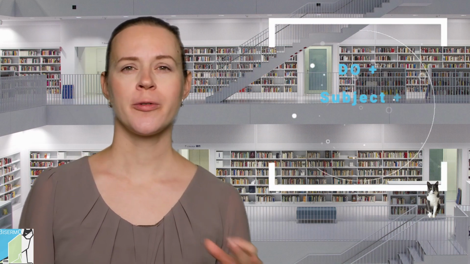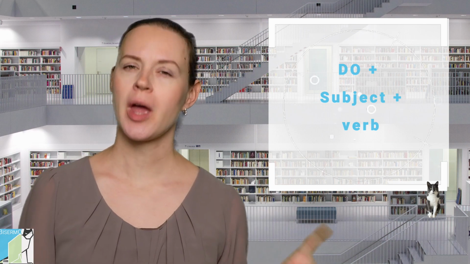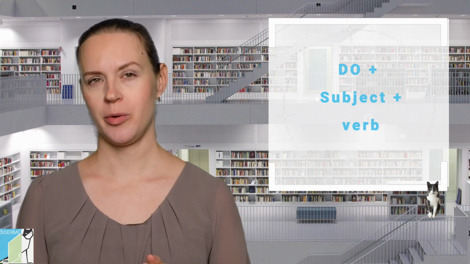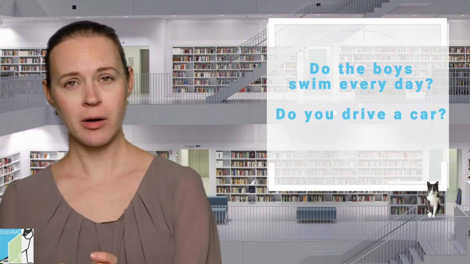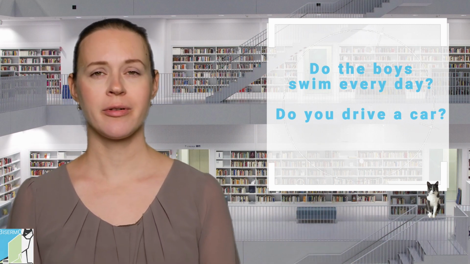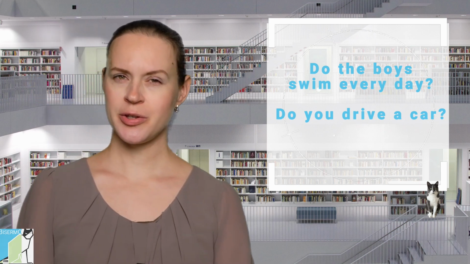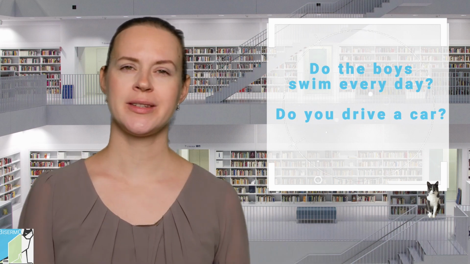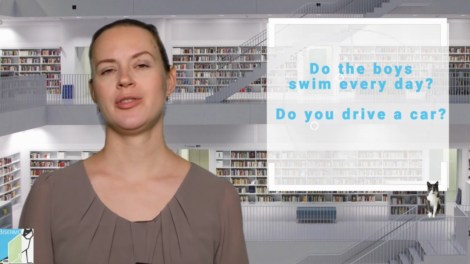If we want to ask a question and get the answer yes or no, to form questions, we put do on the first position before the subject, and only after that we put a subject. And after that, of course, a verb. For example, do the boys swim every day? Do you drive a car? As you can see in these examples, we added do at the beginning of the sentences. And our question is ready.